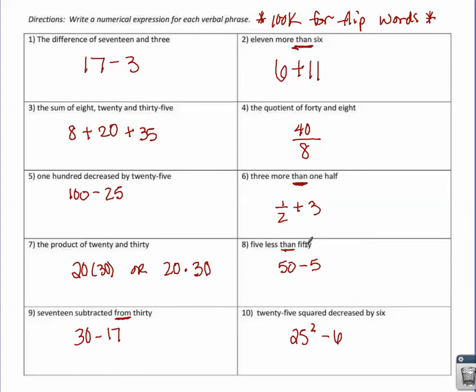5 less than 50. If I work left to right, it is 5 minus 50, but you have a flip word. So it's 50 minus 5. 17 subtracted from 30. You have a flip word. If I work left to right, it's 17 minus 30, but you need to flip that. Number 10, 25 squared decreased by 6. Decreased by is subtraction. 25 squared is 25 to the power of 2 minus 6.